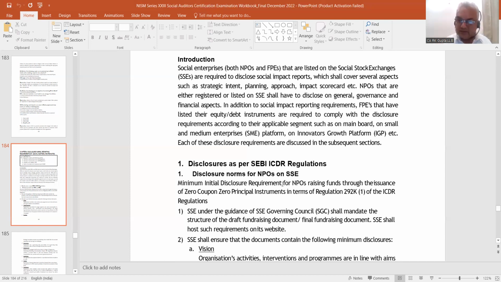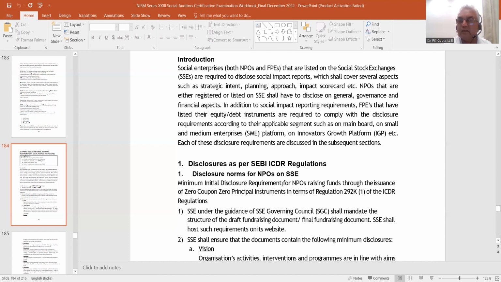So, disclosure as per SEBI ICDR regulations. First are the disclosure norms for NPOs on the social stock exchange. These are the minimum initial disclosure requirements for NPOs raising funds through the issuance of zero coupon, zero principal instruments in terms of regulation 292K1 of the ICDR regulations.